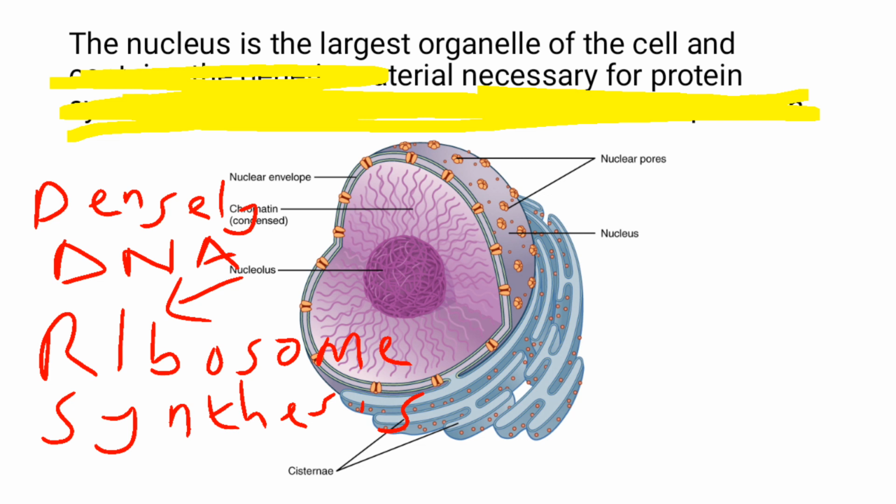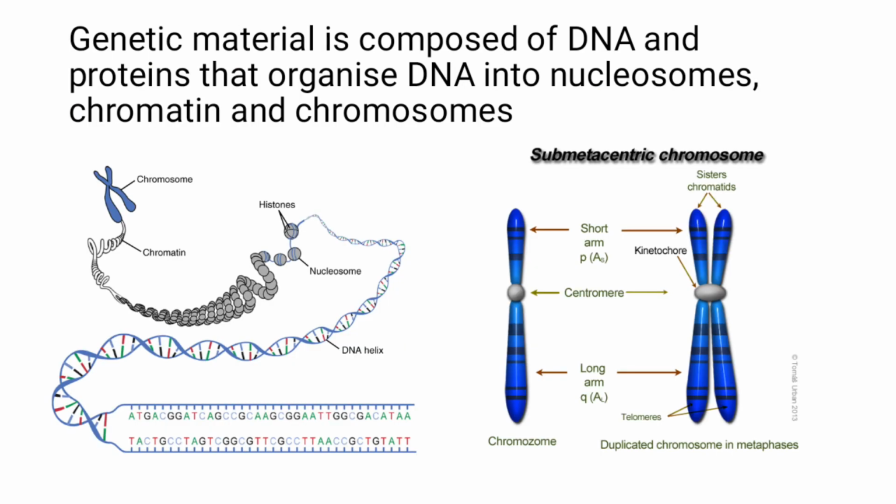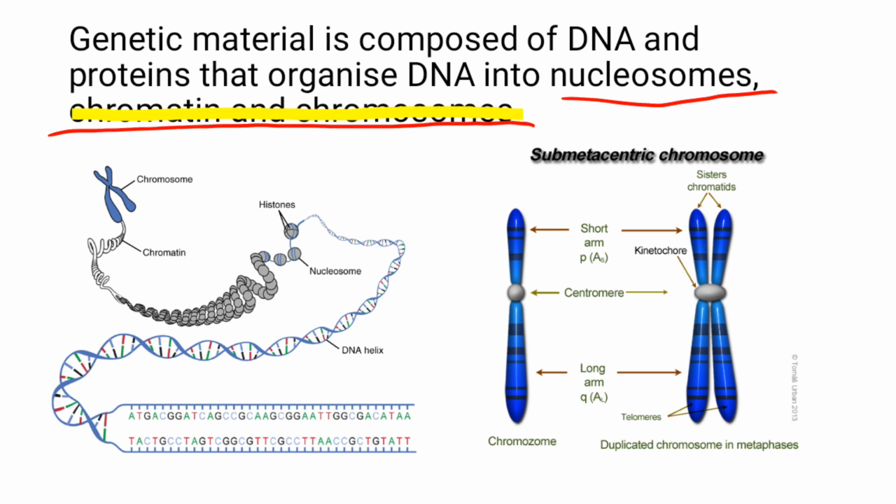Genetic material is composed of DNA and proteins that organize the DNA into nucleosomes, chromatin, and chromosomes. And so DNA is a nucleotide strand, and DNA is very long. Each cell contains 2 meters of DNA, right?